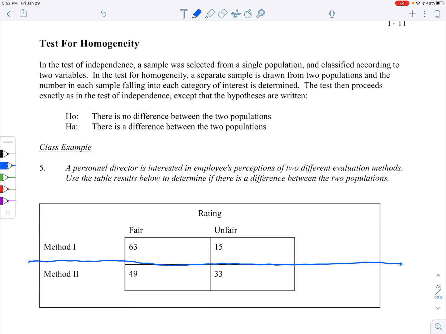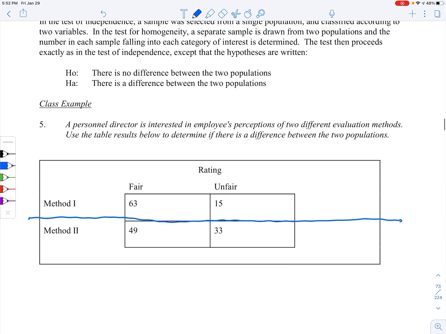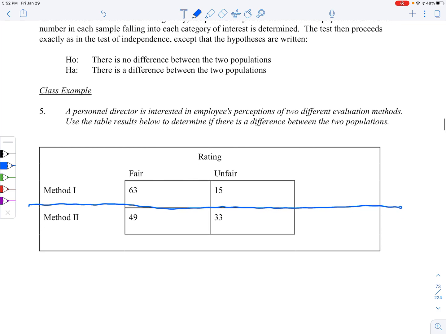So the only difference would be in the way the wording in H0 and HA is done, but otherwise it's exactly the same problem. It's a test of independence kind of problem. So H0 is that there's no difference between the populations, and HA is that there is a difference between the populations. That would be equivalent to saying that the two are independent. So the methods in this case are independent from the ratings.